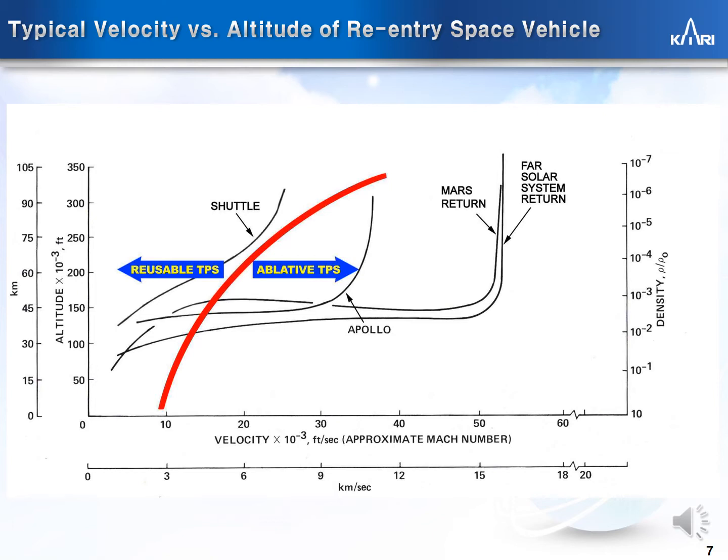In contrast, in low Earth orbit, reentry vehicles such as shuttle need reusable thermal protection systems because of the rather lower reentry speed, less than Mach number 20.